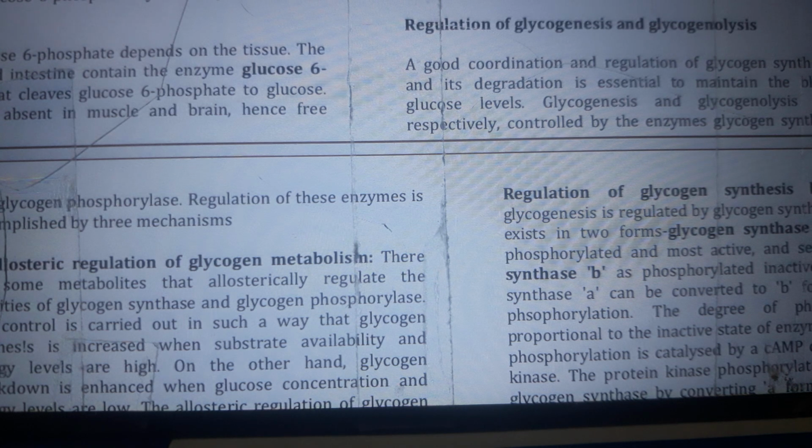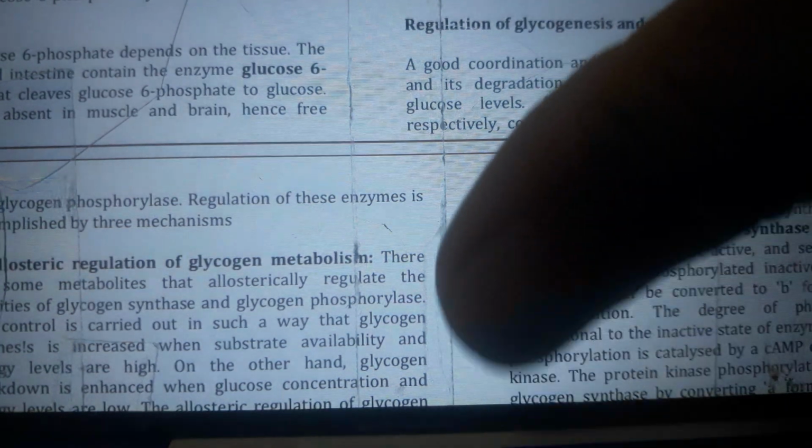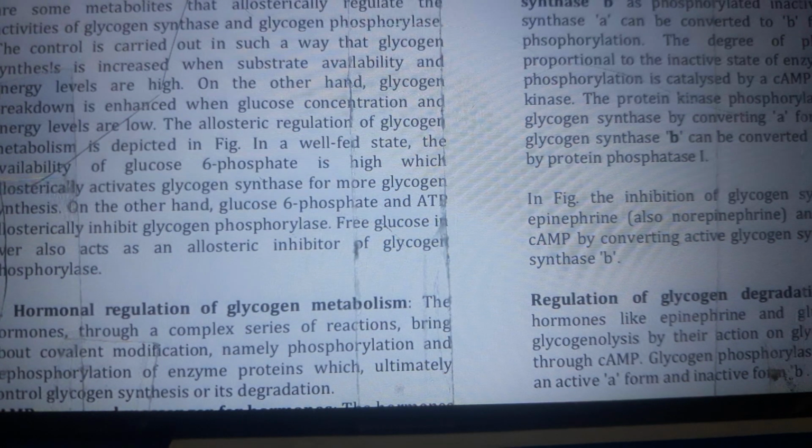Regulation of glycogenesis and glycogenolysis. The good coordination and regulation of glycogen synthesis and its degradation is essential to maintain the blood glucose levels. Glycogenesis and glycogenolysis are respectively controlled by the enzymes glycogen synthase and glycogen phosphorylase. Regulation of these enzymes is accomplished by 3 mechanisms. Allosteric regulation of glycogen metabolism.